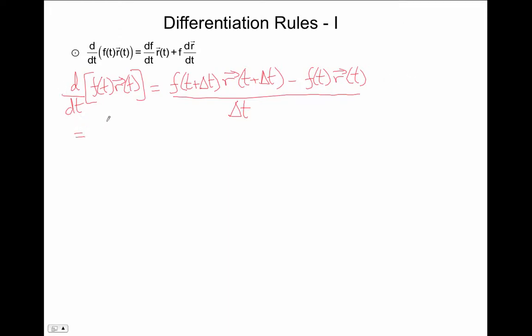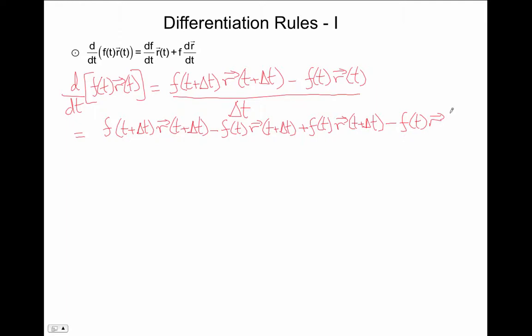Well, let's write this in a slightly different form. So write this as f of t plus delta t, r of t plus delta t, so that's exactly the same as above. And then I'm going to subtract from here f of t, r of t plus delta t, and add exactly the same amount to it so that this makes no difference. And then there's only this last term, f of t, r of t, that needs to be written. And this whole thing is then divided by delta t.